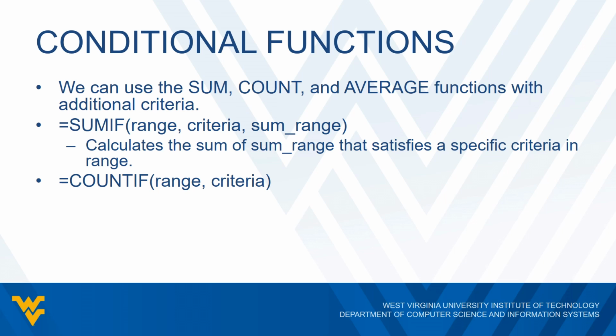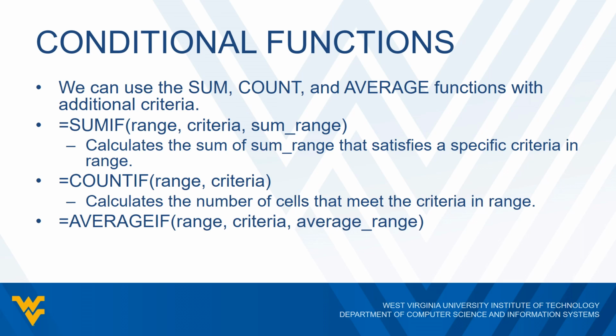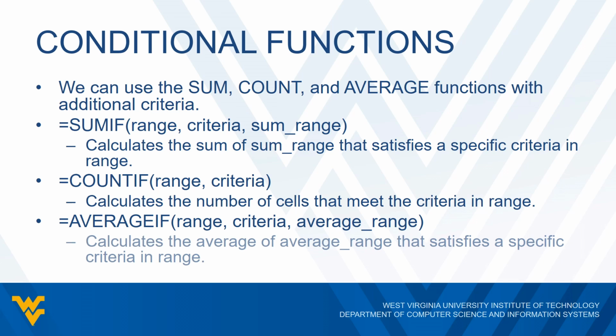With count if, we only have two arguments, just the range and the criteria. So we're simply counting the number of cells in the range that have the criteria in them. Now, the criteria could be an exact value, or we can even use less than and greater than operations. We'd have to include those in quotes, so we can do something like less than 5. We'll see some examples of this in a little bit. And then average if works the same way as sum if, except instead of getting the sum of a specific range of cells, or specific values in the cells, we're going to get the average. So we'll compute the average of the average range that satisfies the criteria that's in our other range column.